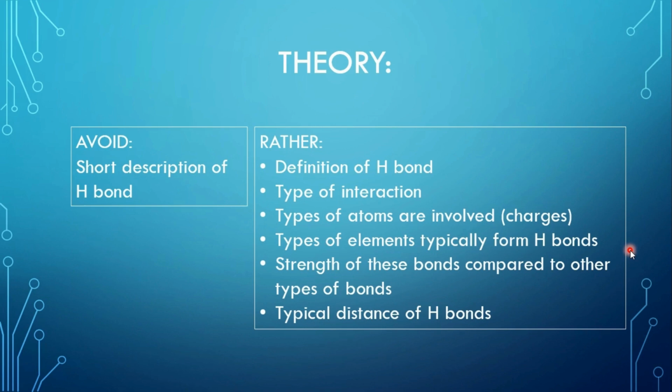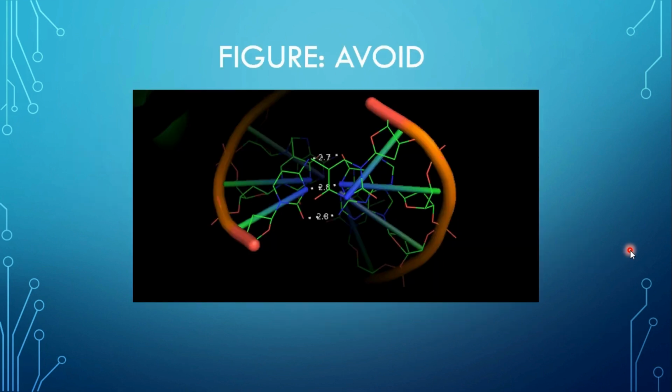So next, I'll show you figures that you can generate to indicate hydrogen bonds. But first, let's look at what to avoid. In this first figure, there's a lot going on. We have the cartoon representation and the line representation, and we have these dashed lines, but we can't even clearly see between which atoms are being connected. So avoid having too much clutter in your image because then you can't clearly see the type of bond you're trying to indicate.